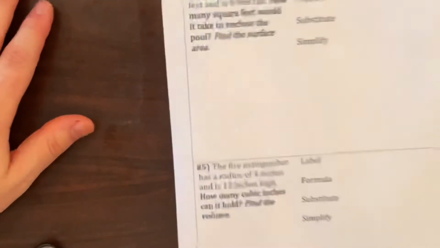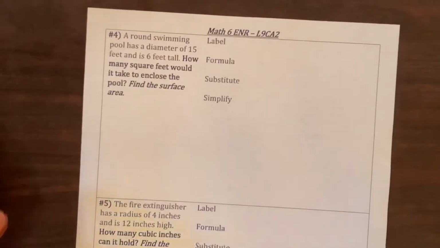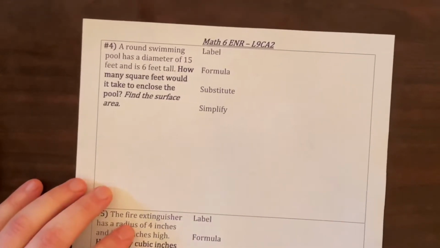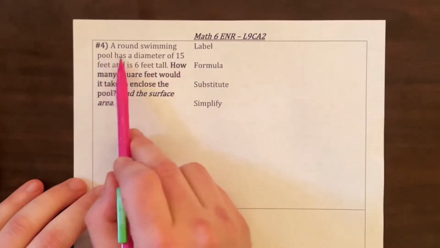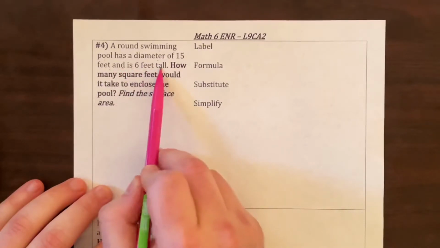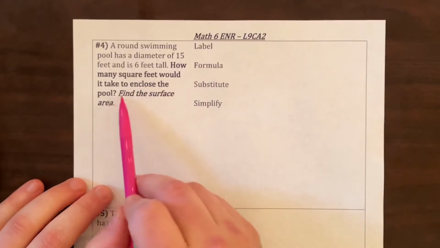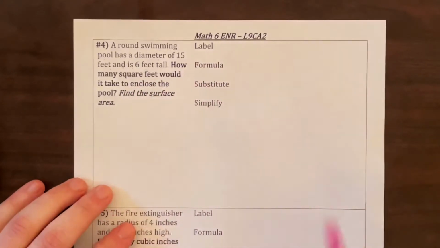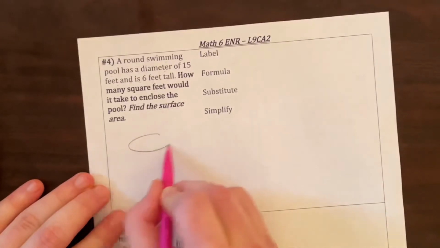For number 4 on the back, since it's a word problem, you want to make sure that you read it carefully for yourself and then pull out those parts that you do need. So we can say, all right, a round swimming pool has a diameter of 15 feet and is 6 feet tall. How many square feet would it take to enclose the pool? It says find the surface area. So if you want to, you can draw that picture. I personally like drawing the picture, but that is up to you.